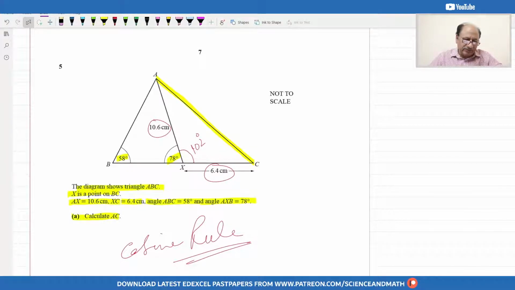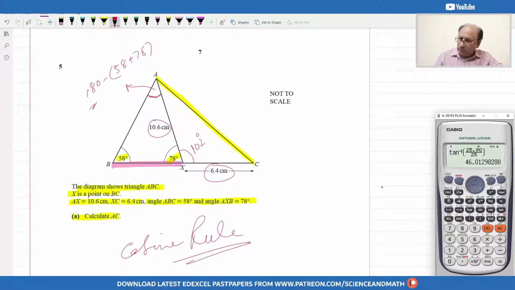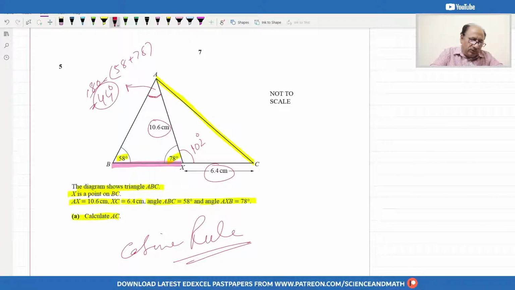Similarly, BX is this one, and to find BX we have all three angles. These two angles are provided, and this angle we can find: 180 minus (58 plus 78). This results in 44. So we got all three angles.